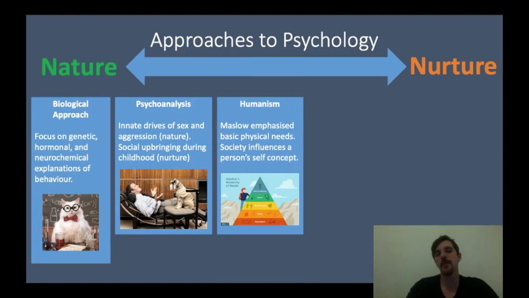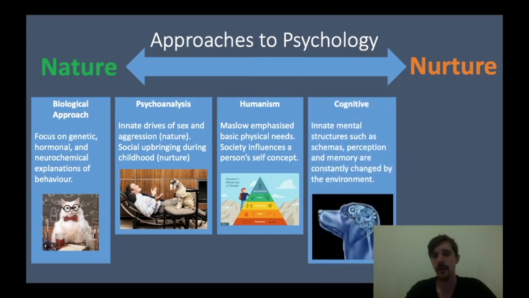Then humanism sits in the middle, and it's probably the most balanced one. It's the one which says, well, you've got to understand that people are machines, and as a result they have the biological influence there, but at the same time they have the ability to make choices. Because of this and their understanding of free will, they're more in the middle and very balanced.